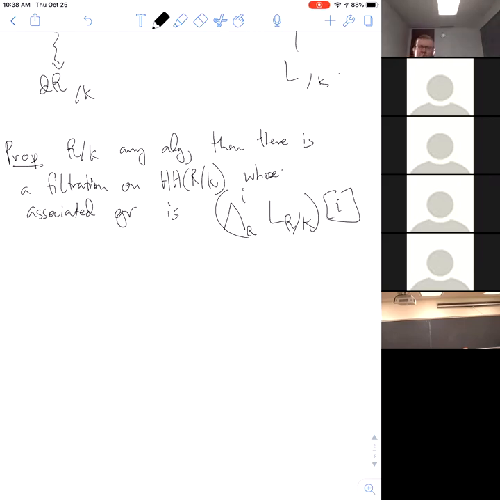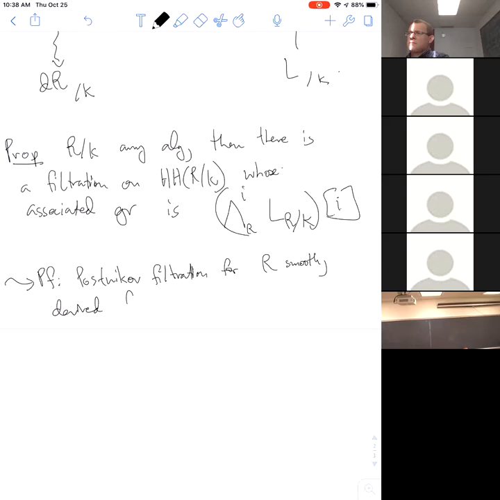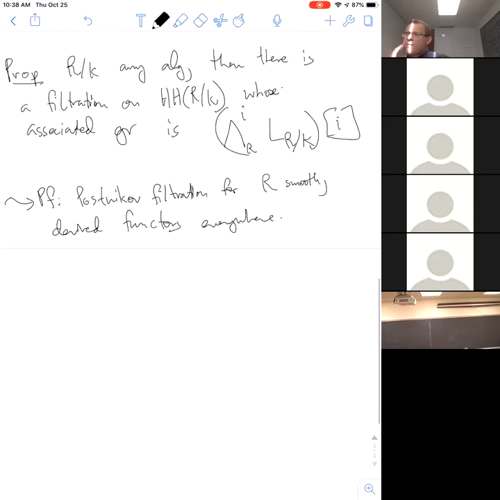This was a very formal consequence of this machinery, and the proof is, well, this is just a Postnikov filtration if R is smooth, and then you take derived functors everywhere. And the idea is that there are lots of non-smooth algebras where you actually know the cotangent complex, and you can use this to compute their Hochschild homology.